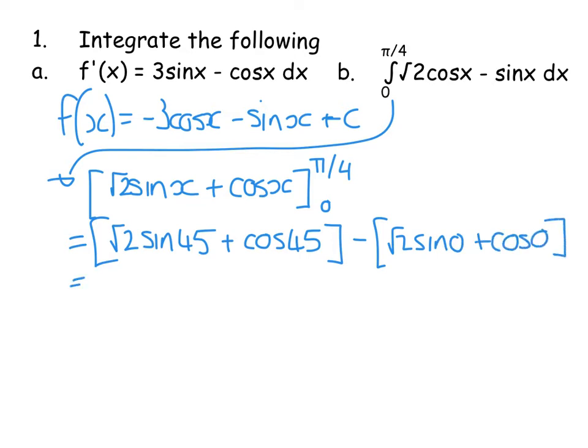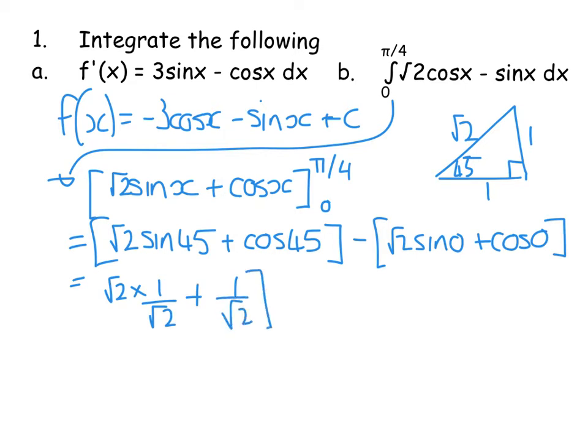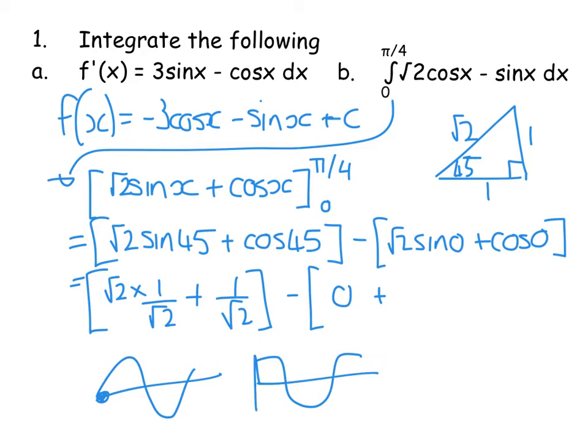Now, sine 45, if you remember, comes from your isosceles triangle of sides 1 and 1, because that makes your angles 45, and then the hypotenuse is root 2. So cos 45 and sine 45 are both 1 over root 2. So we've got root 2 times 1 over root 2 plus another 1 over root 2 for your first part. And in the second one, sine of 0 comes from your sine graph. Remember your sine graph, sine of 0 is just 0, plus cos of 0 is 1.